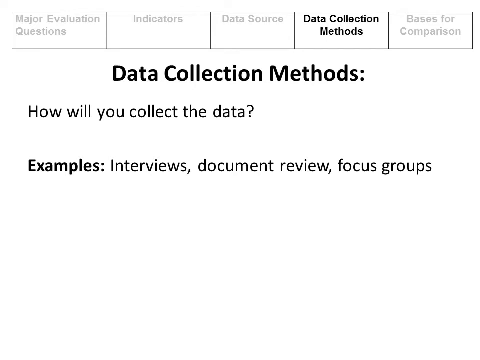You then need to list how you will collect the data to answer your major evaluation questions. This information can be recorded in the Data Collection Methods section of the evaluation matrix. The data collection methods may include interviews, document reviews, focus groups, or any other mechanism that you feel is appropriate for answering that major evaluation question. You may also list more than one data collection method in order to answer each major evaluation question.